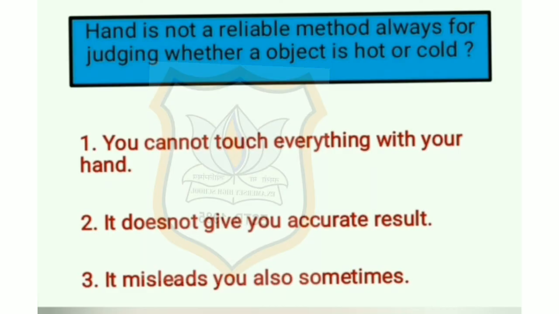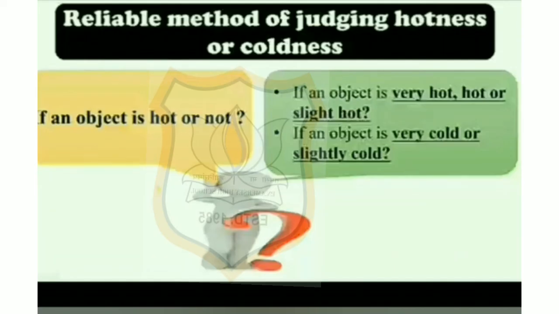Hand is not always a reliable method for judging whether an object is hot or cold, because you cannot touch everything with your hand and it does not give you an accurate result. Relative hotness or coldness may also mislead you sometimes. Then how do we find out how hot an object really is? And how do we find out if an object is very hot, hot or slightly hot, and if an object is very cold or slightly cold?